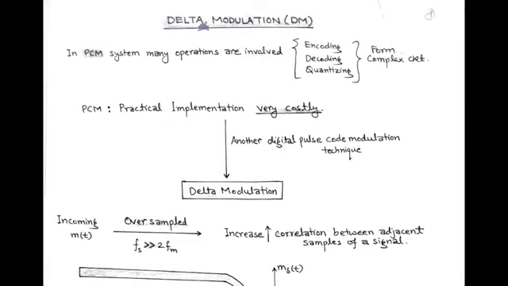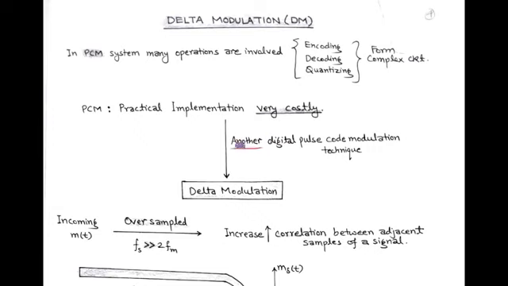Hello friends, our next topic is delta modulation or DM. In the last video lecture, we discussed the pulse code modulation system. In PCM, many operations are involved such as encoding, decoding, quantizing, etc., and they form a complex circuit. So its practical implementation is very costly.